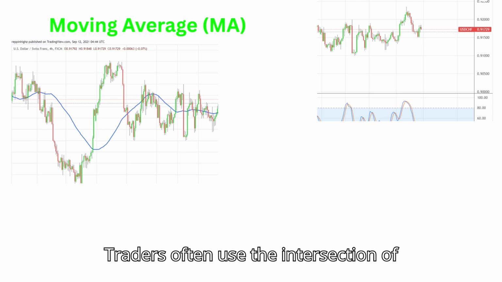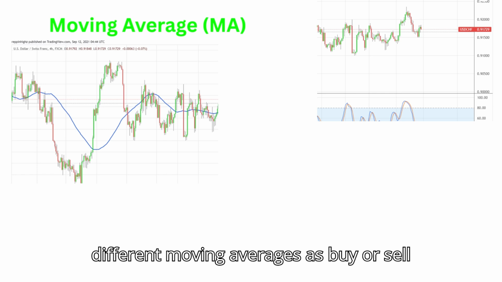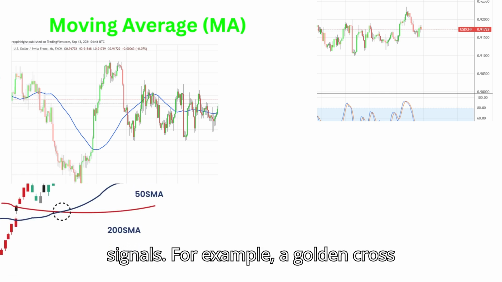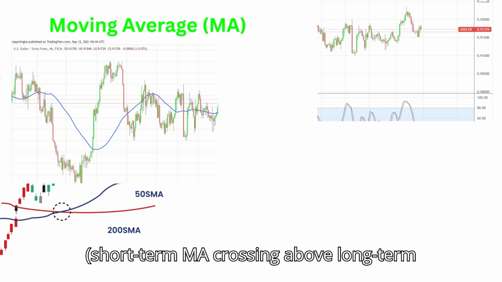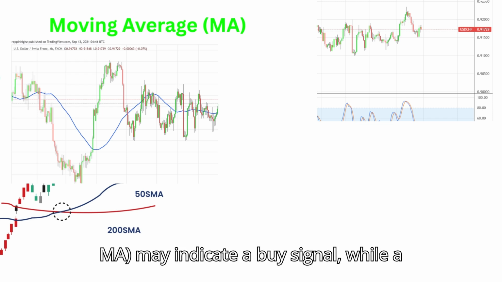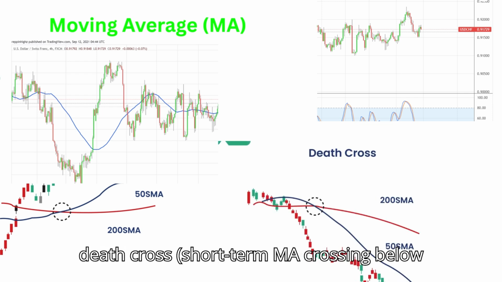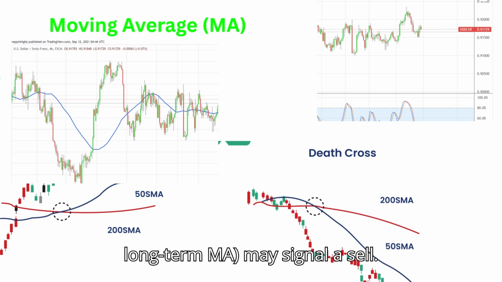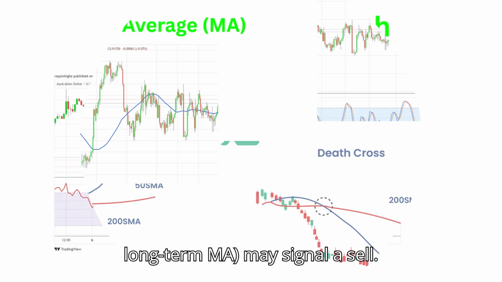Traders often use the intersection of different moving averages as buy or sell signals. For example, a golden cross, short-term MA crossing above long-term MA, may indicate a buy signal, while a death cross, short-term MA crossing below long-term MA, may signal a sell.